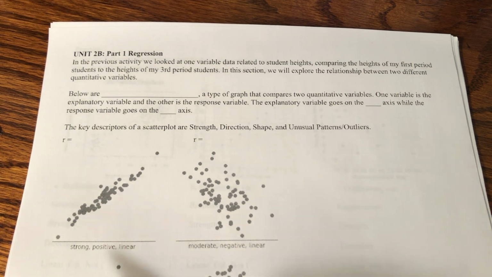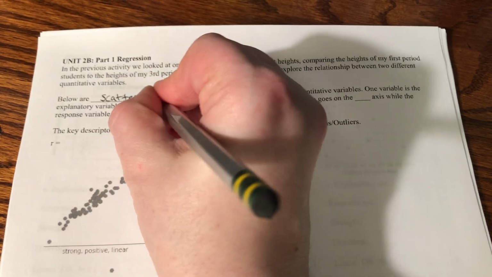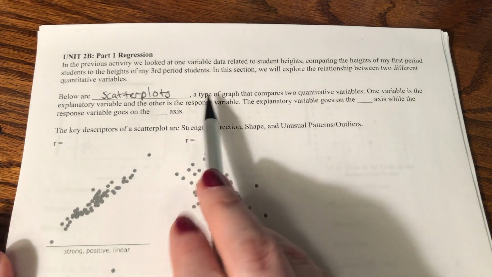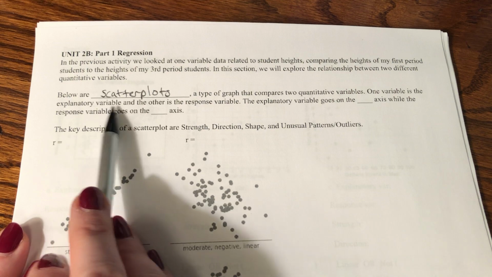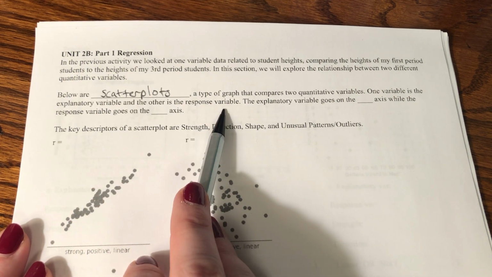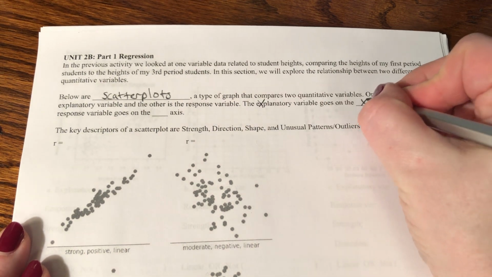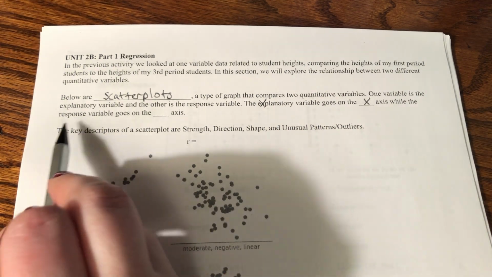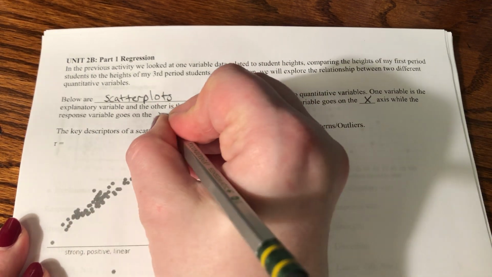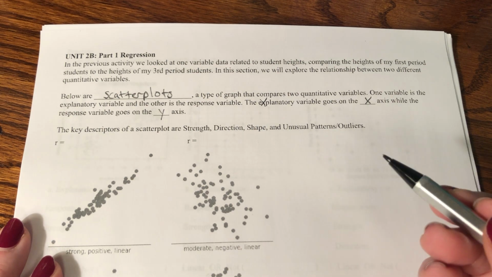Now, below are scatter plots, which are a type of graph that compares two quantitative variables. One variable is the explanatory variable and the other is the response variable. Now the explanatory variable, think explanatory, goes on the x-axis. Right, it's your independent variable. Now the other, the response variable, goes on the y-axis, and it's usually what we're trying to ask why about. We're trying to figure out why something happens.